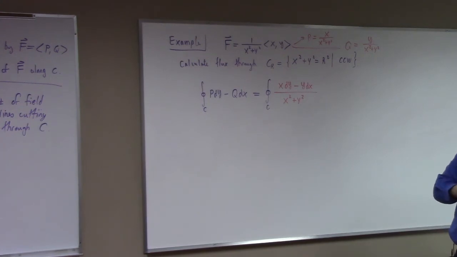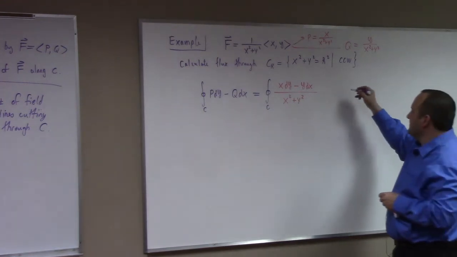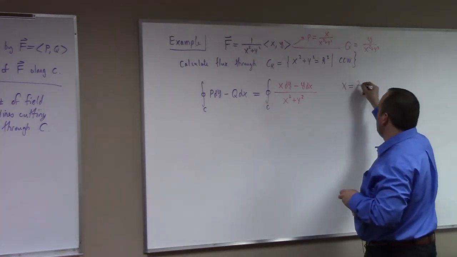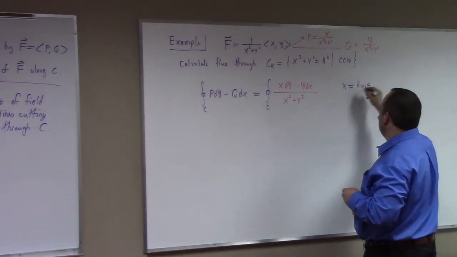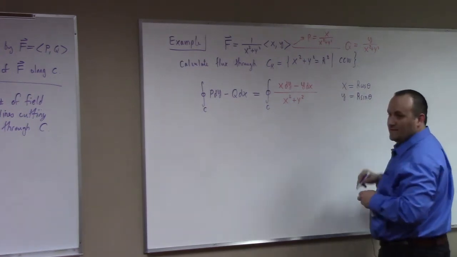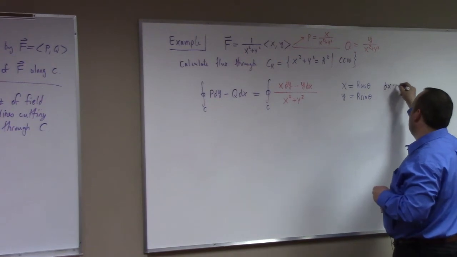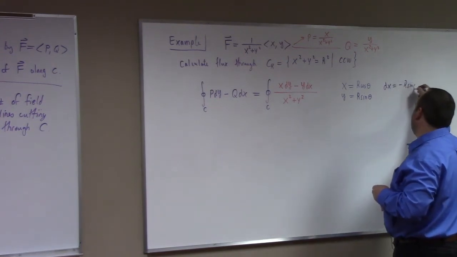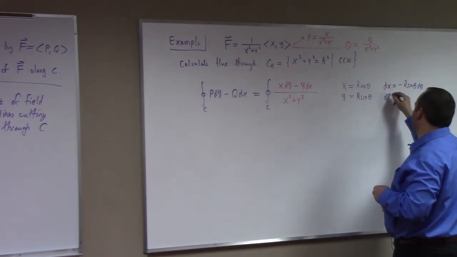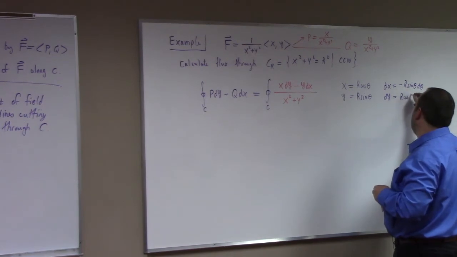Well, this is embarrassing. All my examples are the same example. We did this yesterday. Here, I'll work it out again. x equals r cosine theta, y equals r sine theta. I'll use a new letter to make it seem fresh. So dx is minus r sine theta d theta, dy is r cosine theta d theta.